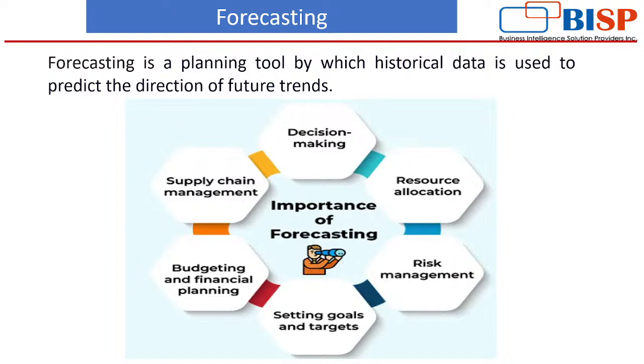Then, with the help of planning, resource allocation can be done, including time, money, and personnel. By predicting future demand or market conditions, businesses can adjust their production levels, staffing requirements, and budgets, ensuring that they are well prepared to meet customer needs and remain competitive.